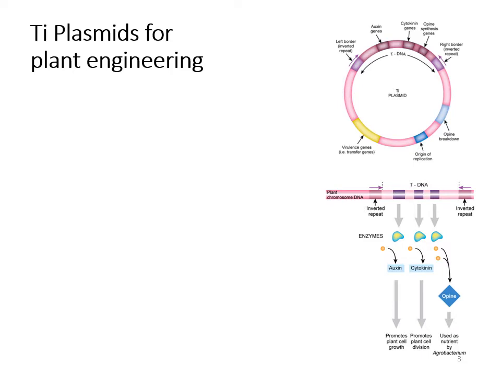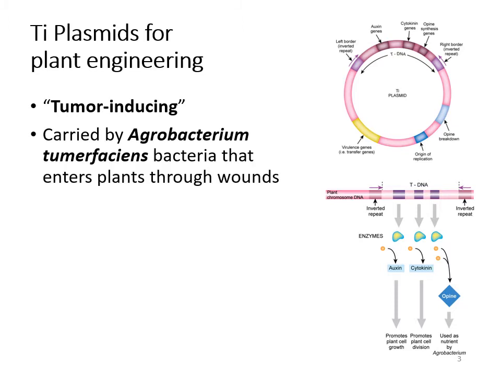Now, another type of research vector that is commonly used is what we call the Ti plasmid. This one's used for plant engineering. Ti stands for tumor inducing, okay, not a famous musician. So it is tumor inducing, and the reason it's called that is because it's naturally carried by what's called Agrobacterium tumefaciens.